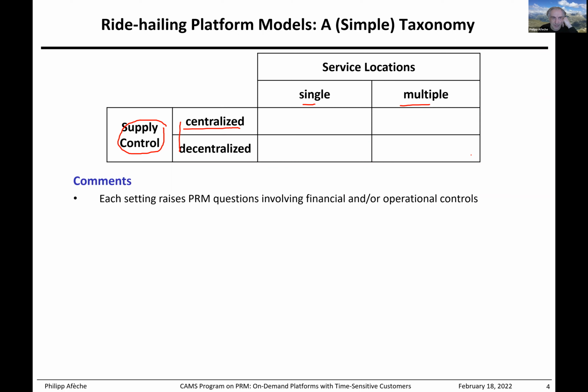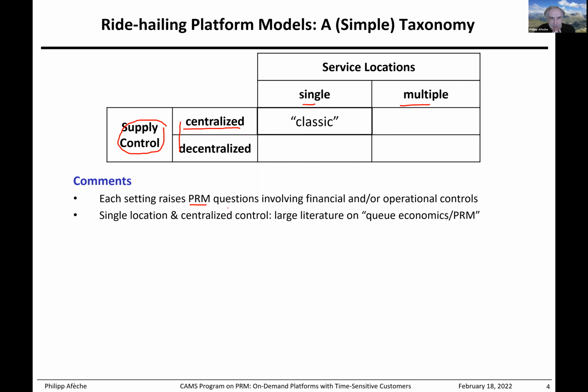So some comments here, right? In each of these settings, you can think of various pricing and revenue management questions that arise, and they can involve either financial controls or operational controls or both, right? Now, when we look at these various boxes, this box here, there's a large literature on queue economics and revenue management. And actually the work I've done is mostly in this box, right? I have recent interest in ride hailing, but that's really where I've done most of my work.